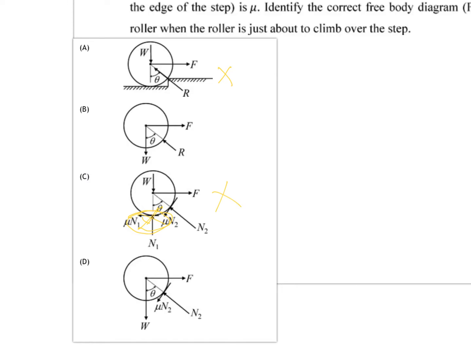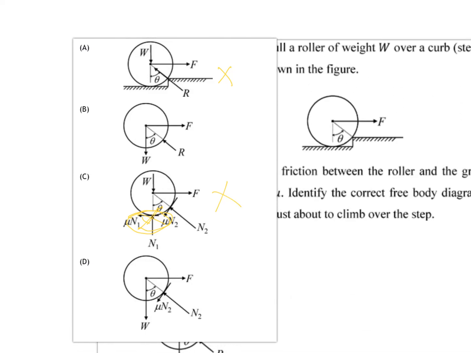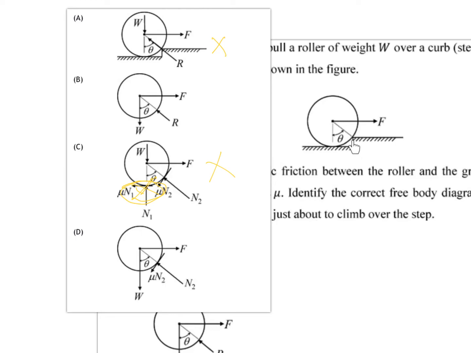See, if you fall into the trap created by the person who created this question, then you would pick option D. Why? Because they're clearly telling you there is friction here. They're clearly telling you the coefficient of friction at this location is mu. So that means there will be a normal force from this point, like this, capital N2. Then correspondingly there will be a frictional force also, mu N2. But this is the wrong answer.